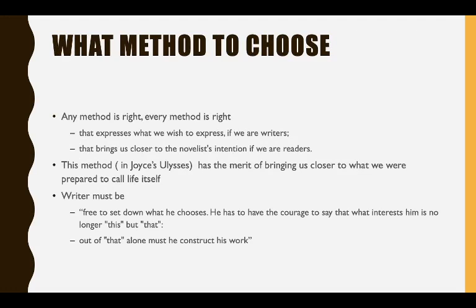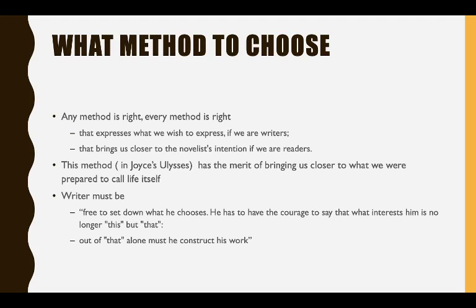And now she comes to her point of view about method. She says, any method is right. Every method is right, a method which can express what the writer wants to express. And what we see in Ulysses is that this method has this merit of bringing us closer to what we were prepared to call life itself. So that method is right which brings us closer to life.